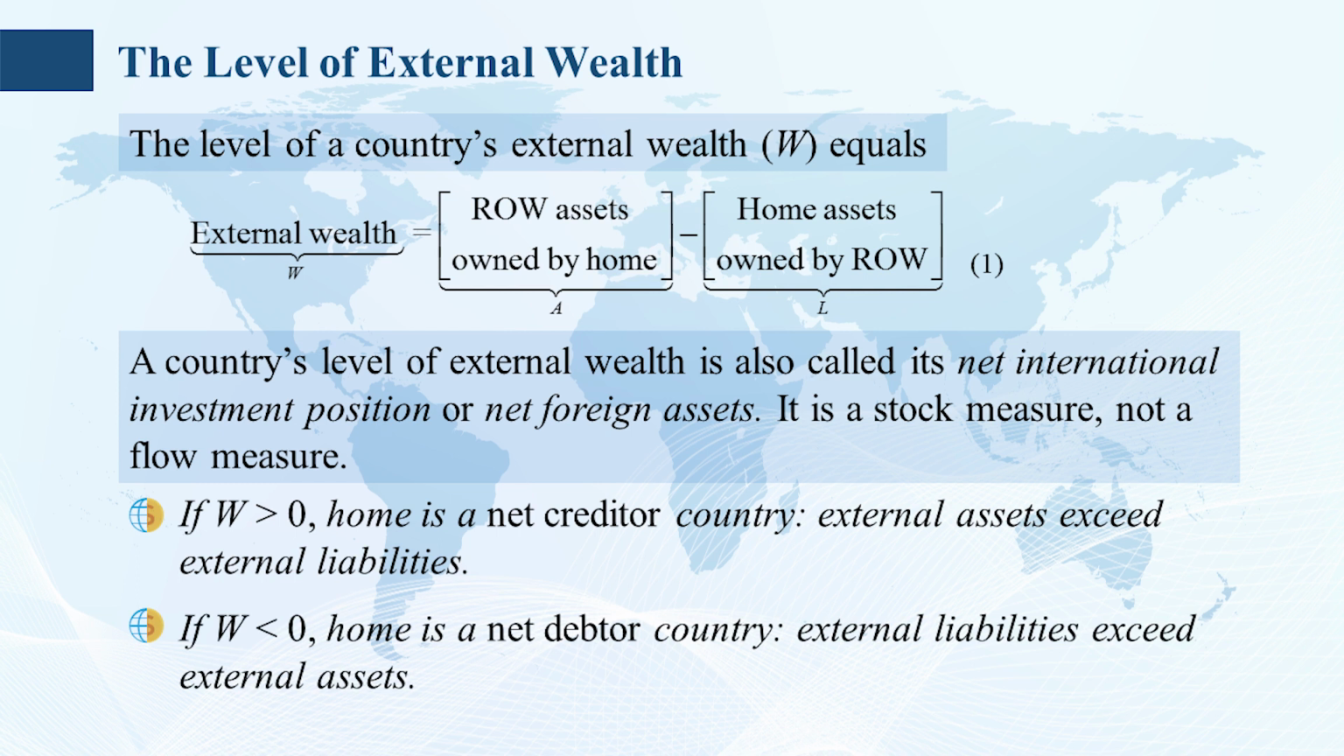If W is smaller than 0, the home country is a net debtor country. External liabilities exceed external assets, and what the home country owes to the rest of the world is greater than what the rest of the world owes to the home country.